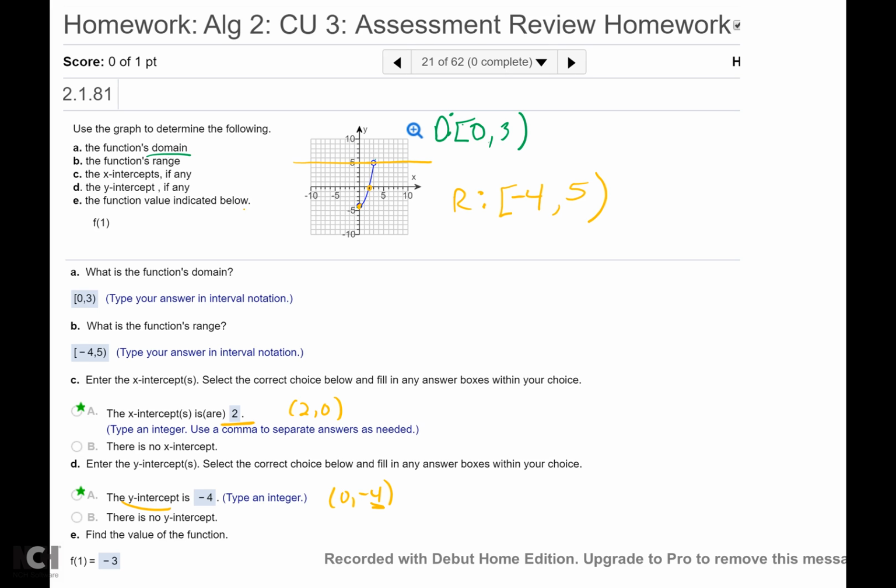And then they want me to find the value of f of 1. Well, to find the value of f of 1, I'm looking for an ordered pair that has an x-coordinate of 1. If I go to my graph, there's 1, go down on the graph, read over to the y-axis, and that is at -3.